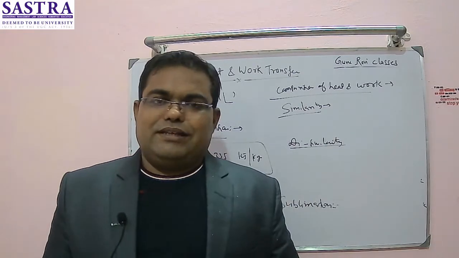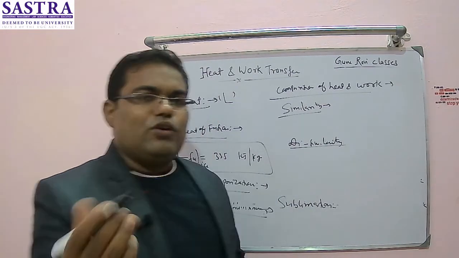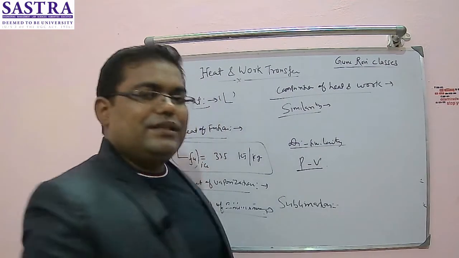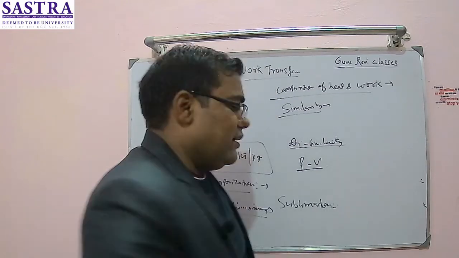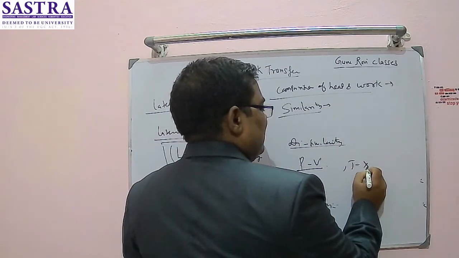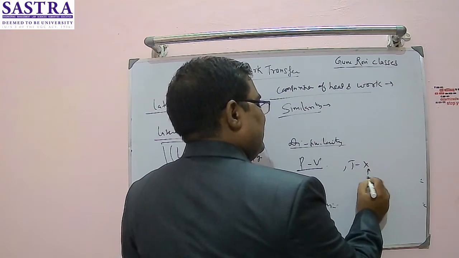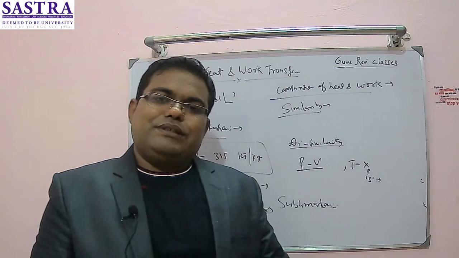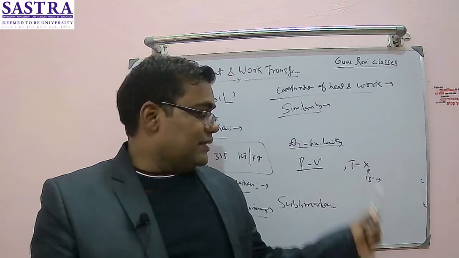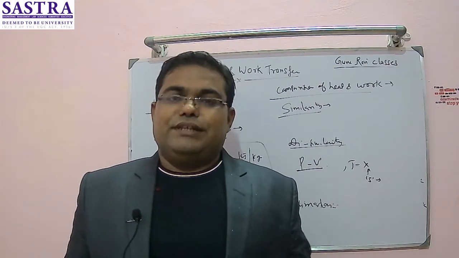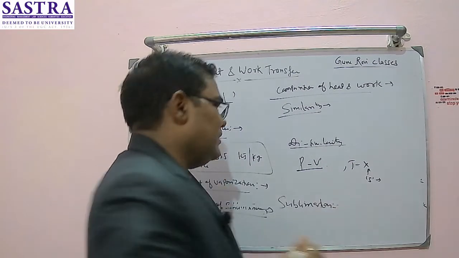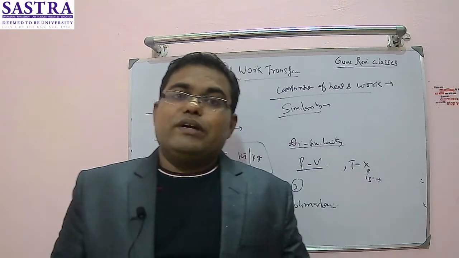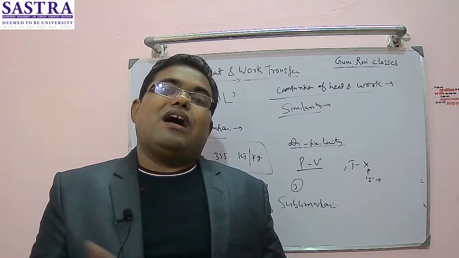Second dissimilarity: area under the pressure-volume curve. Area under the PV diagram represents the work transfer for a non-flow process, and area under the TS diagram, entropy which we will define later on, represents the heat transfer. Third dissimilarity is heat is a low grade energy, while work is a high grade energy.